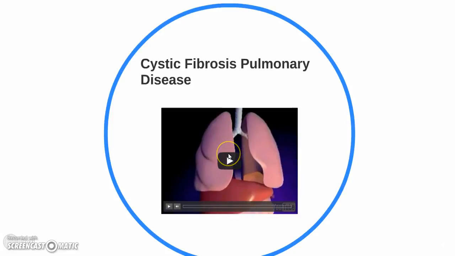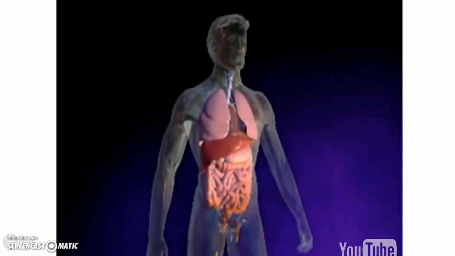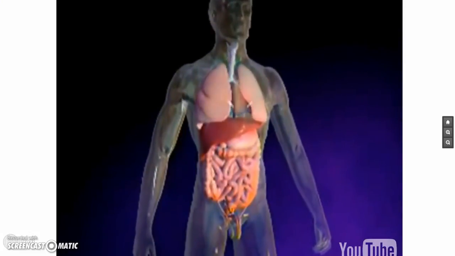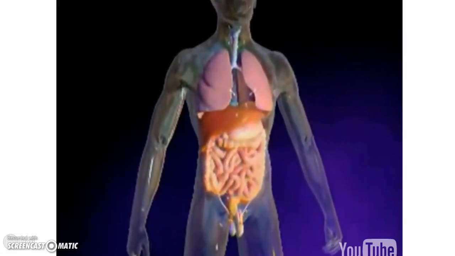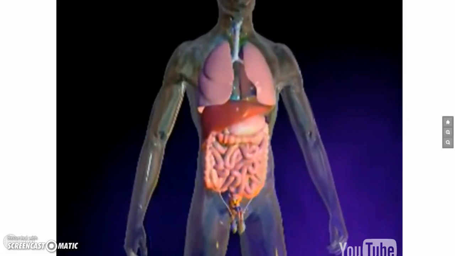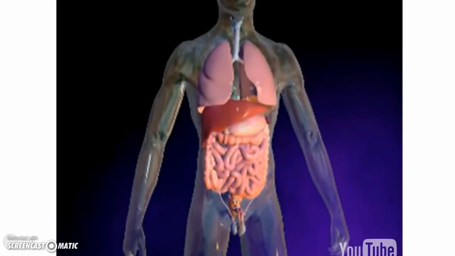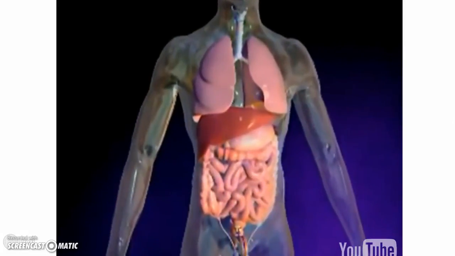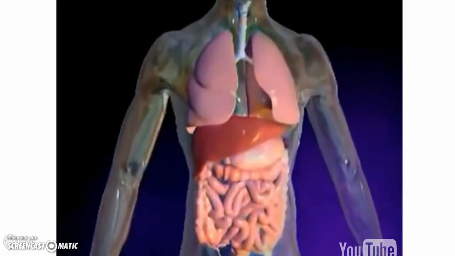Cystic fibrosis, pulmonary disease. Cystic fibrosis is a genetic disease that alters the body's respiratory, digestive, and reproductive systems. It affects the body's epithelial cells that comprise the lining of the lungs, pancreas, liver, sweat glands, digestive tract, and reproductive system.